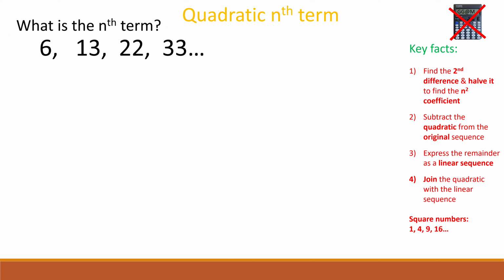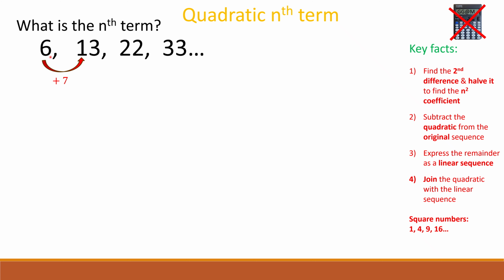We're going to look at an example of finding the nth term of a quadratic sequence. So you can see our sequence here, and when you look at it initially, you would not know that that was a quadratic sequence. So to identify that it's a quadratic sequence, we need to look at the differences between the terms.